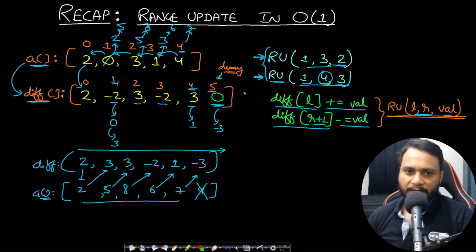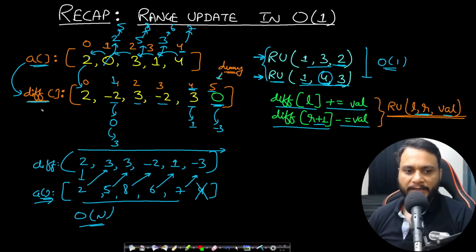So this is correct. Now in this case, all the range updates happened in order of 1 time, and in order to retrieve the array finally, we have to parse through the entire array, and that is done in order of n time as well, right? So this is the technique of range update in order of 1, and our solution will be based on this technique.